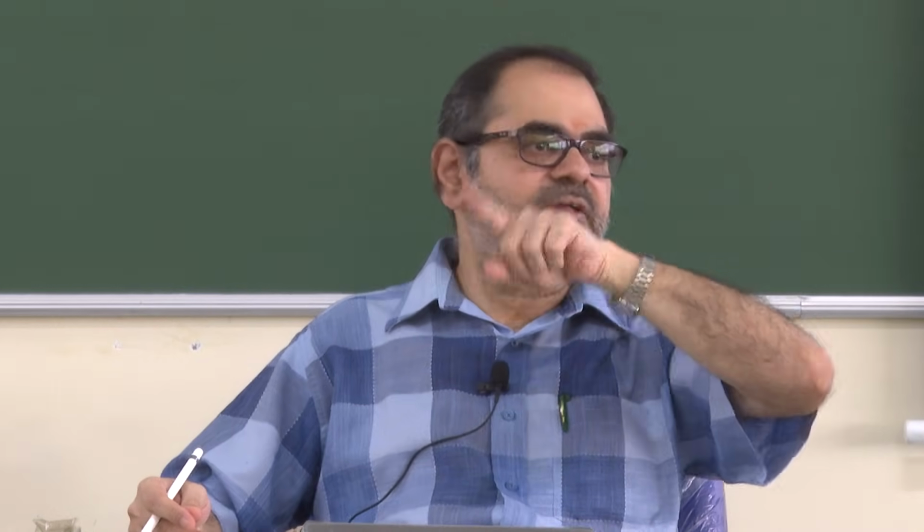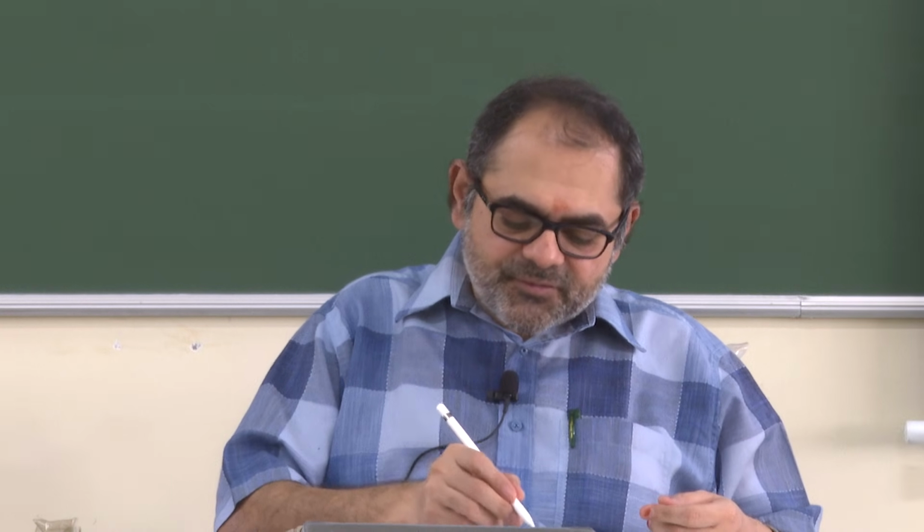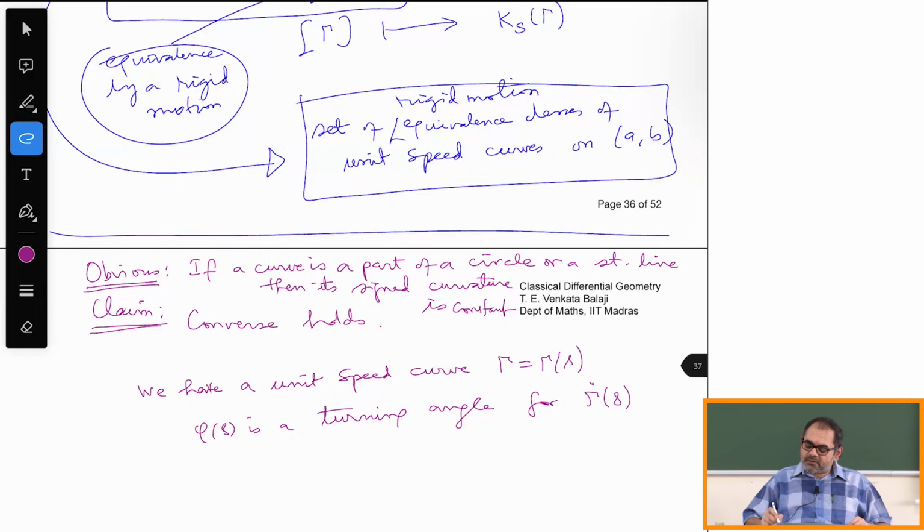Of course, the converse is obvious. If you take a straight line, curvature is 0, sign curvature is also 0. If you take a circle, curvature is constant, and the sign of the curvature depends on the orientation. If you are traversing the circle in the anti-clockwise sense, it's positive, and if it is in the clockwise sense, the sign curvature will become negative. So let me write this. If a curve is a part of a circle or a straight line, then its sign curvature is a constant, and I want to say that the converse is true.